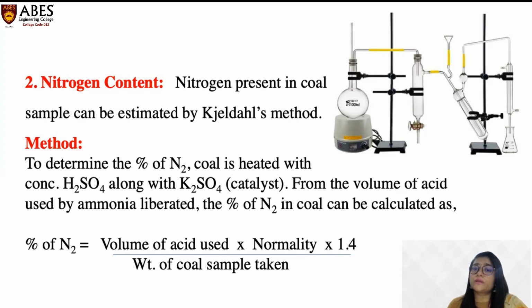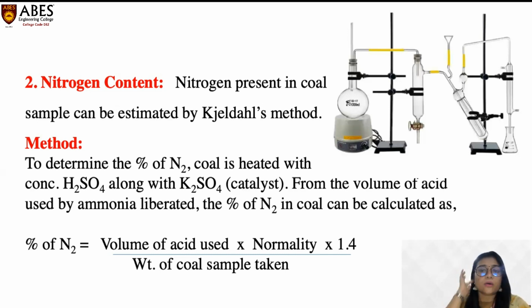So what we will do over here, in this round bottom flask having a long neck, known as a Kjeldahl flask, we will add 1 gram of the whole sample, add H2SO4 and K2SO4 as a catalyst, and heat it using this heater. All right. So what will happen during this process? All the nitrogen present in the coal will be converted into ammonia. So here we can say the reduction of nitrogen is taking place.